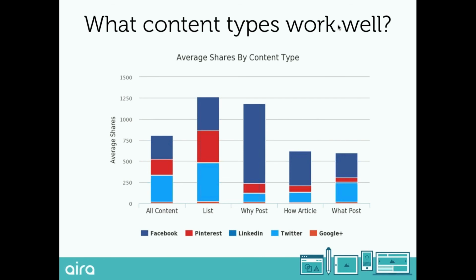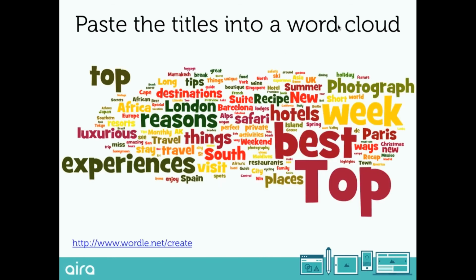BuzzSumo also tries to break down content by type. So here it's broken down into list content, why, how, and what. So we can see exactly which ones are getting the most social shares. So again, we can see that lists are actually getting a lot more social shares on average than the rest of the content and how-tos and that kind of stuff. So this gives us a really good idea of what they're doing well.